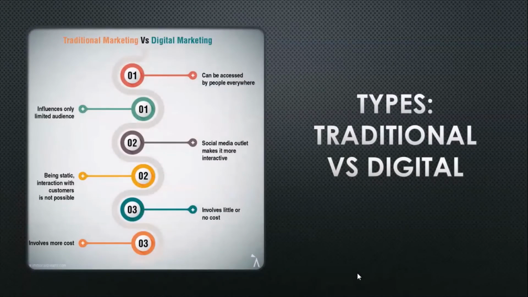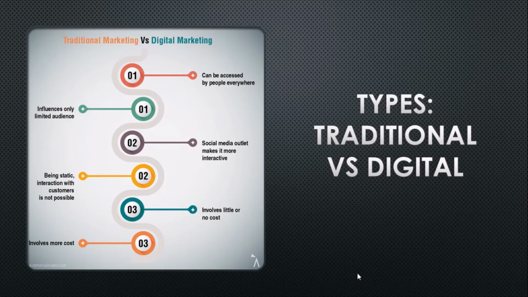Other comparisons too. Okay, so this is the comparison between traditional and digital marketing. Digital marketing can be accessed by people anywhere, whereas traditional marketing influences only a limited kind of audience, like the newspaper reaches only a limited kind of audience. Social media, when it comes to digital marketing, makes it more interactive. In social media, you will be able to chat or interact with the promoter who is promoting his brand or his services, whereas the newspaper is a static medium where interaction with the customer is not possible. And digital marketing involves little or no cost, and traditional marketing involves more cost.